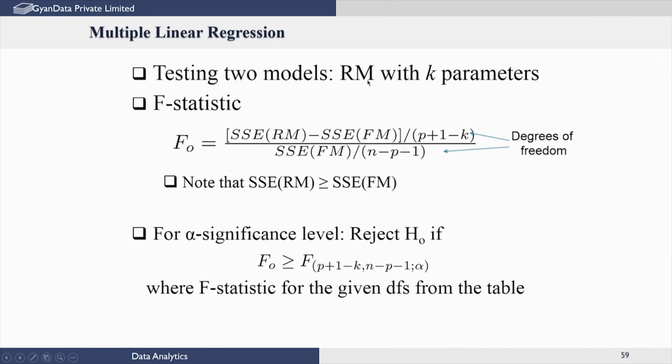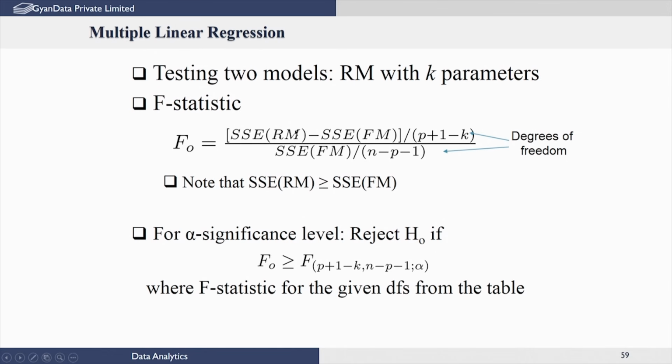The reduced model we will consider with k parameters. Specifically, let us consider the reduced model with only one parameter, which means that we have only the constant intercept parameter. We will not include any of the independent variables and compare it with the full model which contains all of the independent variables, including the intercept. So, the reduced model is one which contains only the offset parameter and no independent variables. The full model is the case where we consider all the independent variables and the intercept parameter.